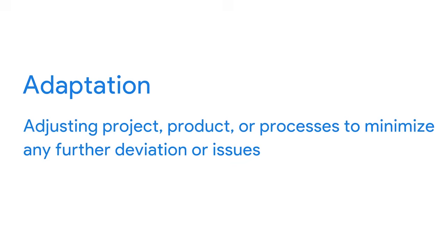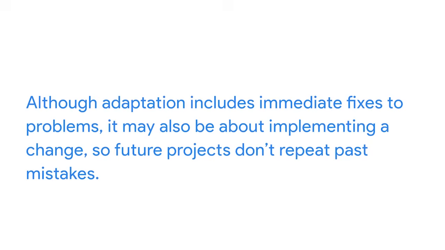Inspection also propels our next pillar, adaptation. Adaptation means that we're continuously searching for ways to adjust our project, product, or processes to minimize any further deviation or issues. In Scrum, and in Agile as a whole for that matter, we embrace change so that we are always improving. So when we adapt, we change aspects that do not work or could be better. Transparency and inspection give Scrum teams the information and opportunity they need to identify improvements or changes. Although adaptation includes immediate fixes to problems, it may also be about implementing a change so future projects don't repeat past mistakes. Now you know the 3 pillars that act as a foundation to Scrum: transparency, inspection, and adaptation.